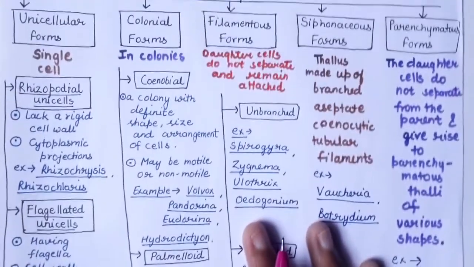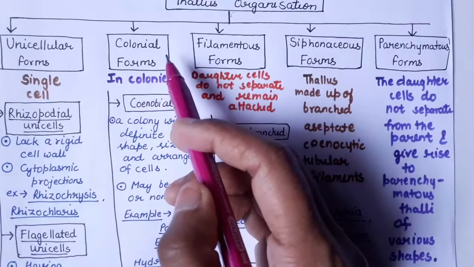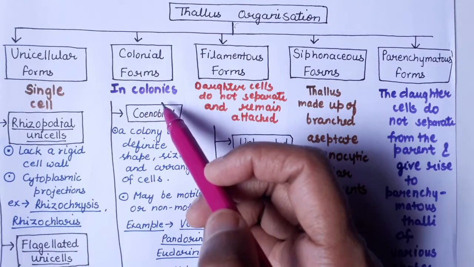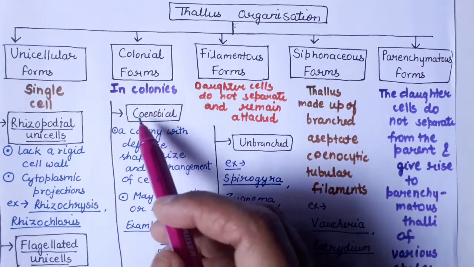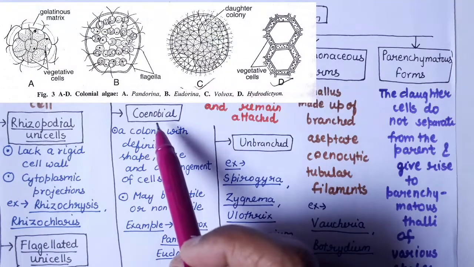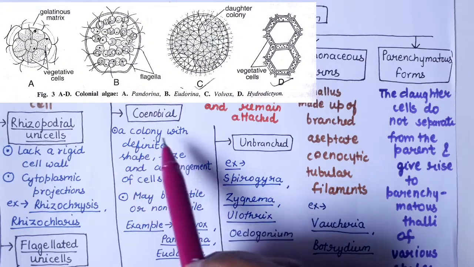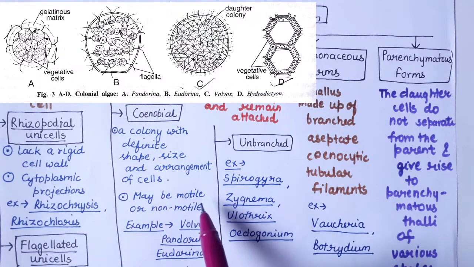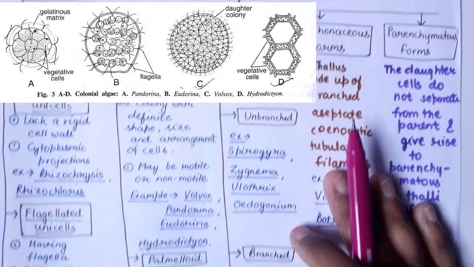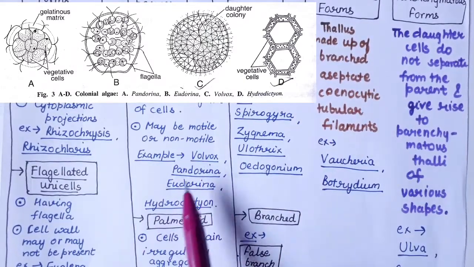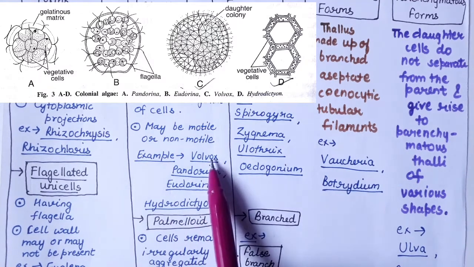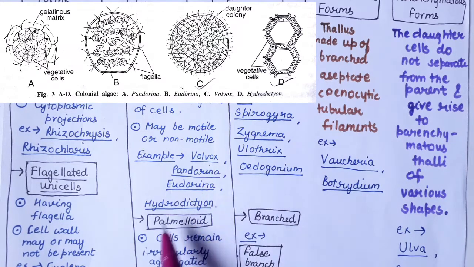Now coming to our next category, that is colonial forms. These types of algae are found in colonies and these can be classified into different categories. The first one is coenobial colonies. In the case of a coenobial colony, it is a colony with definite shape, size and arrangement of cells. It can be motile or non-motile. Examples here include Volvox, Pandorina, Eudorina and Hydrodictyon. Volvox is a motile coenobium. However, Hydrodictyon is a non-motile coenobium.